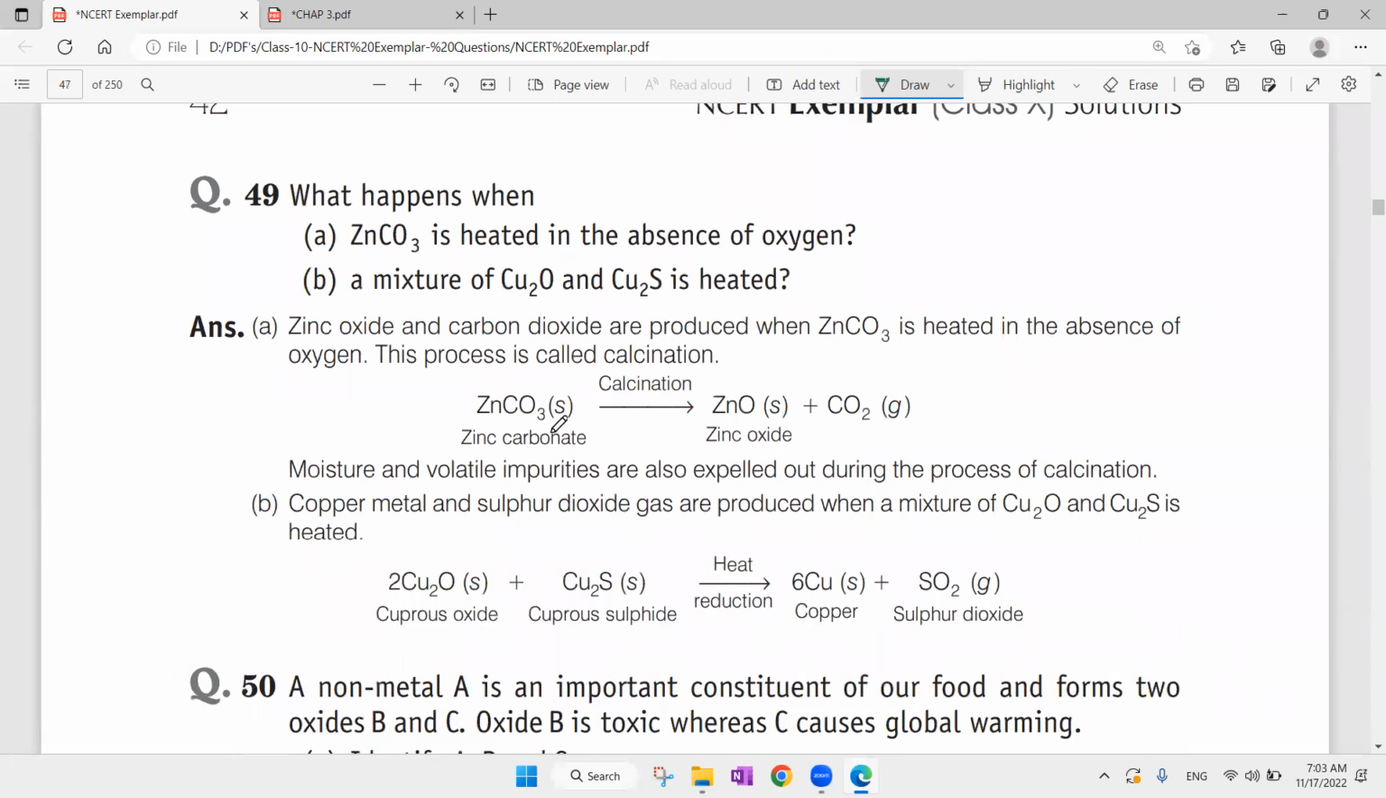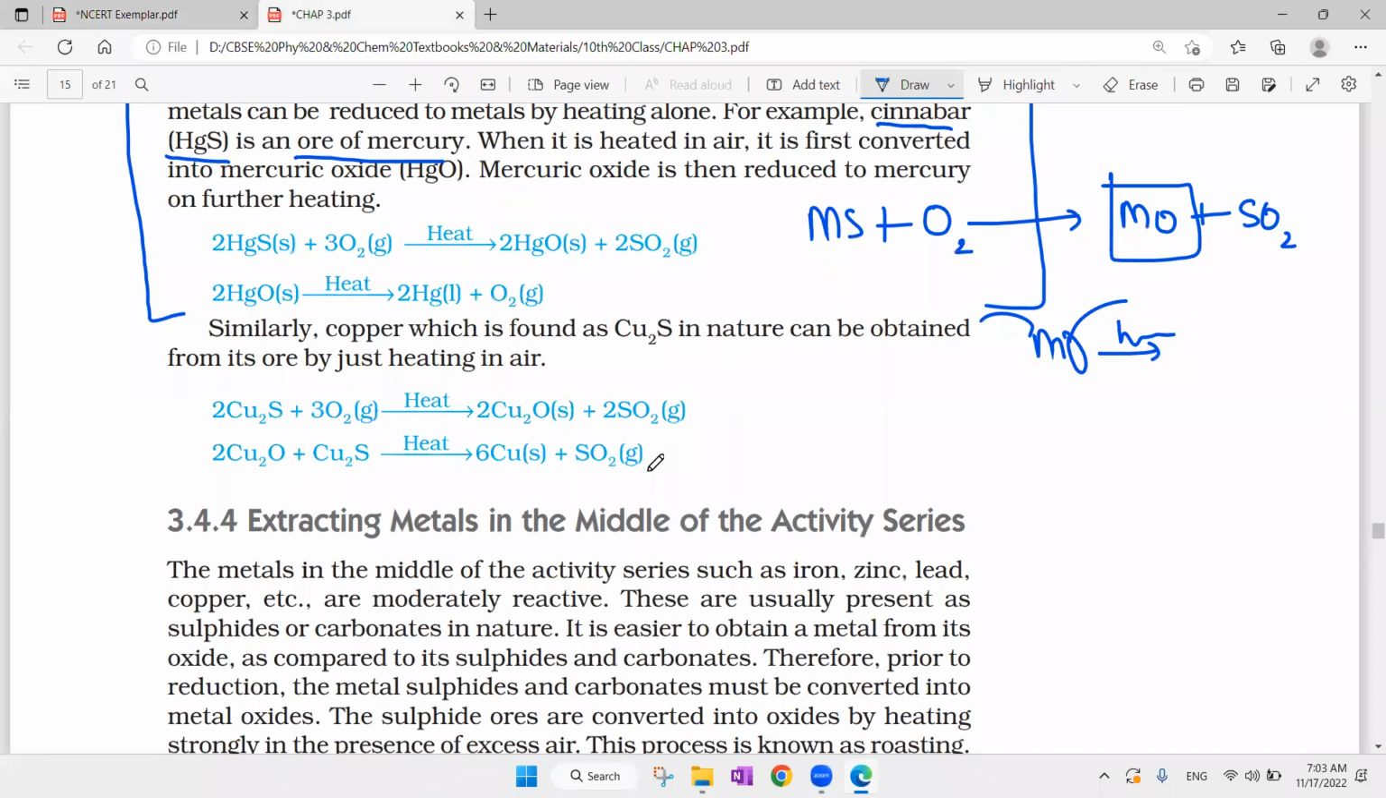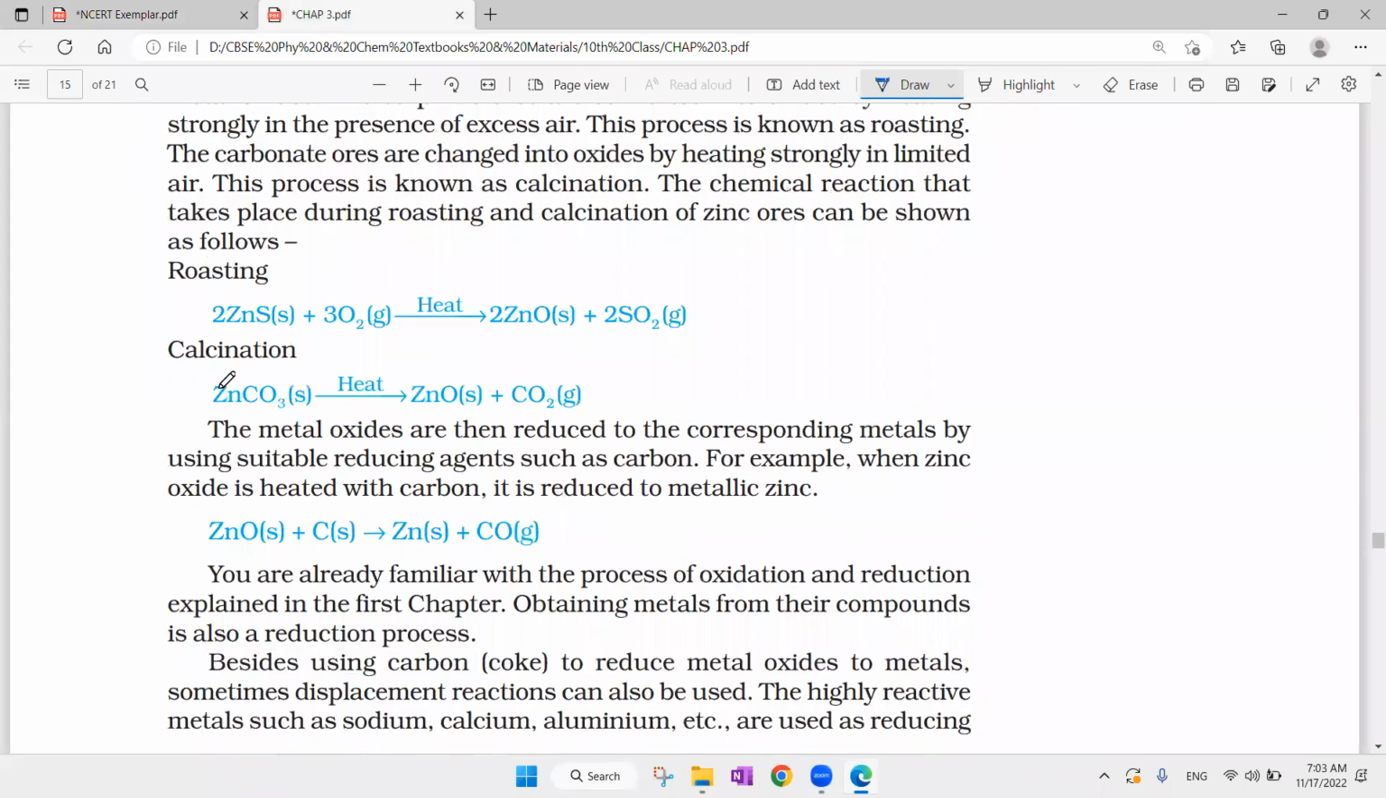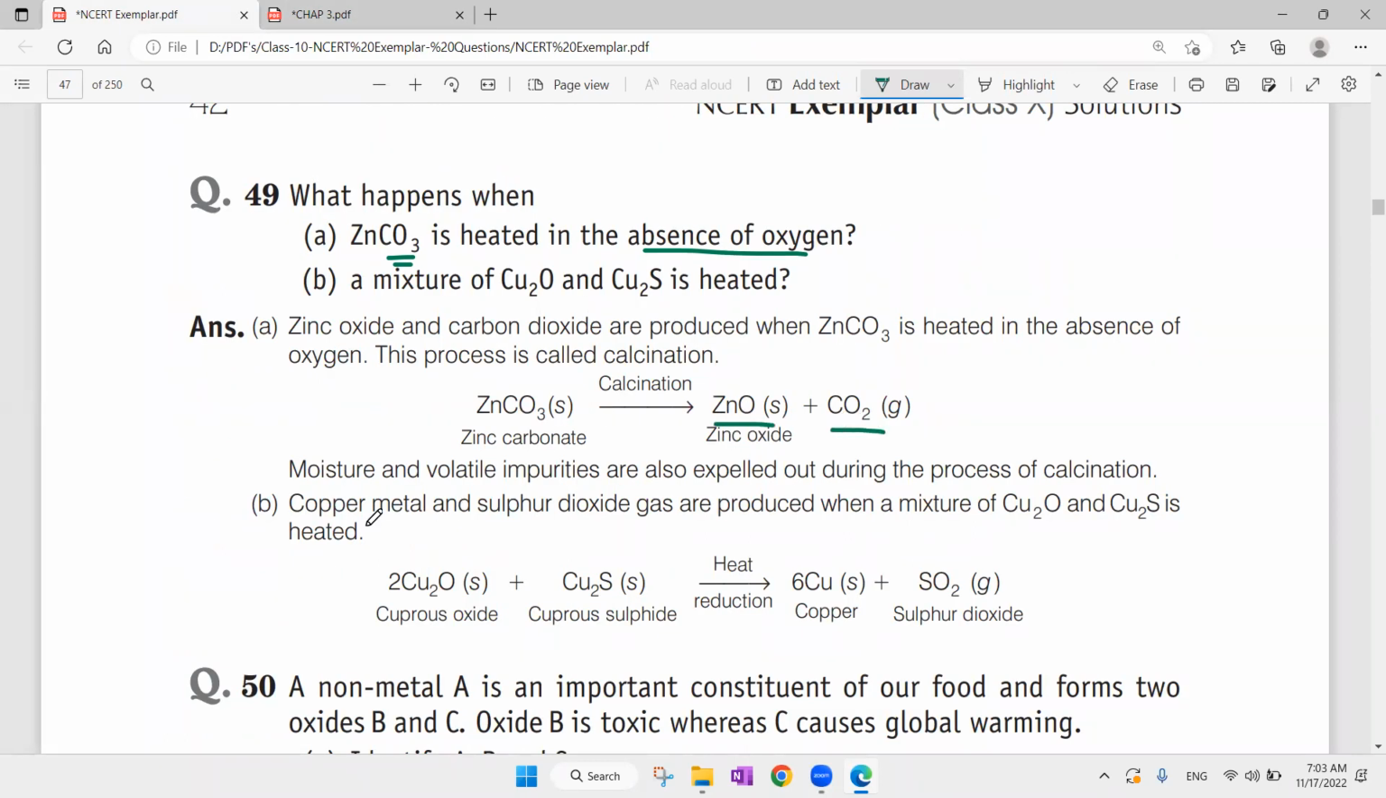What happens when zinc carbonate is heated in absence of oxygen? Since it is a carbonate, we are going with the calcination process. Calcination process means absence of oxygen only. Zinc oxide and carbon dioxide are produced when ZnCO3 is heated in absence of oxygen. You see here, zinc carbonate, when it is heated, we will get zinc oxide and carbon dioxide gas. No equation or concept is out of textbook. Zinc oxide, carbon dioxide. Next.